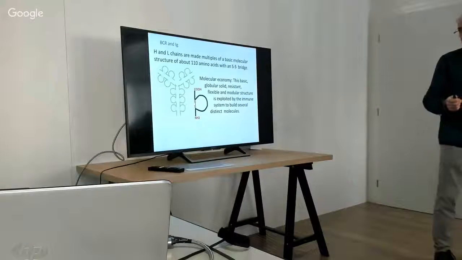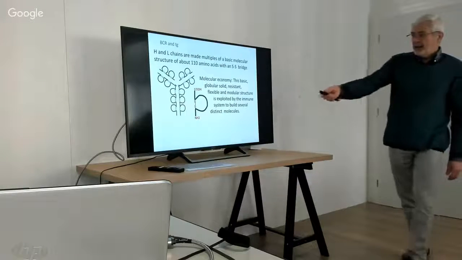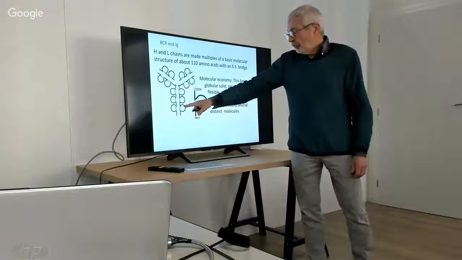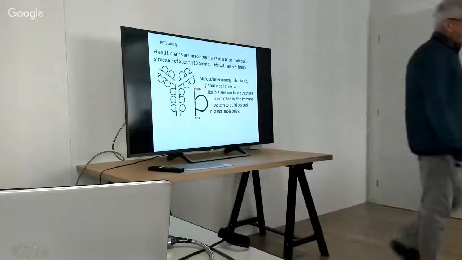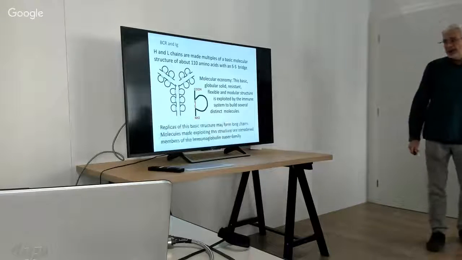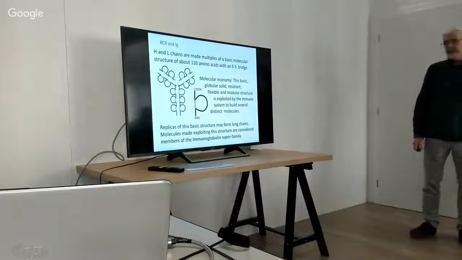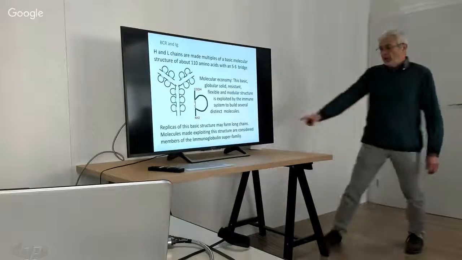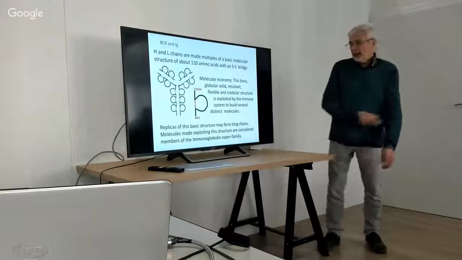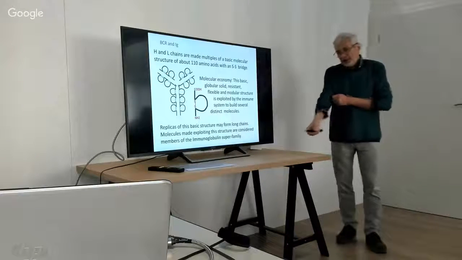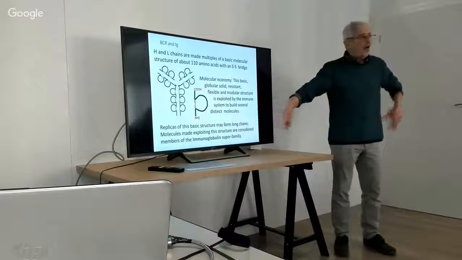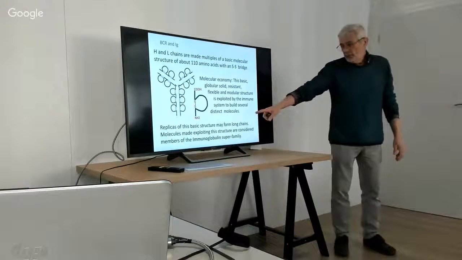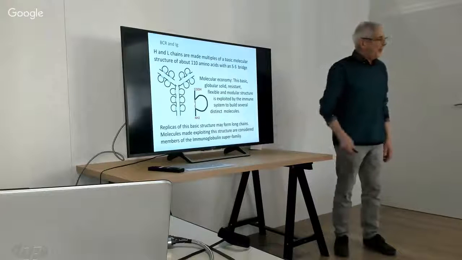Okay, you see here that this is nothing else than various replicas of the same molecule, variously organized. Replicas of the basic structure may form long chains. Molecules made by exploiting this structure are considered members of the immunoglobulin superfamily.